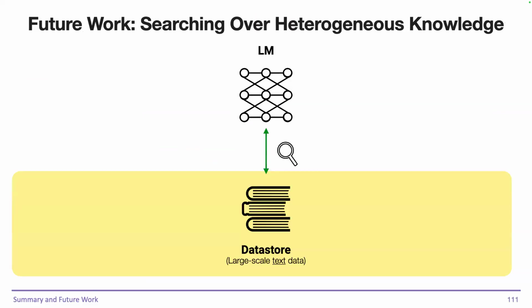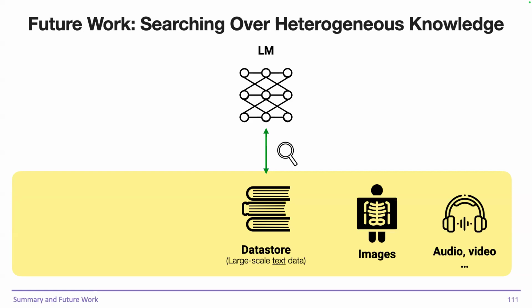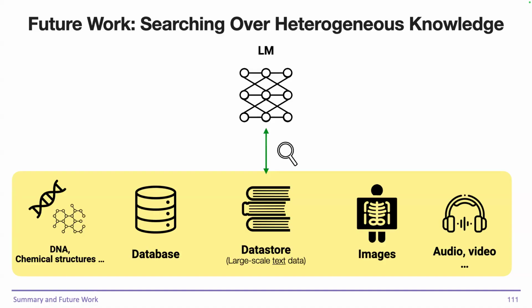First, this talk focused on retrieval-augmented language models with a text-only data store. Those models are now widely used, and their applications are expanding to scenarios where data stores include heterogeneous knowledge, such as image, audio, video, domain-specific data like structured records, or even DNA sequences. How can we develop effective retrieval-augmented language models that excel in such complex scenarios?